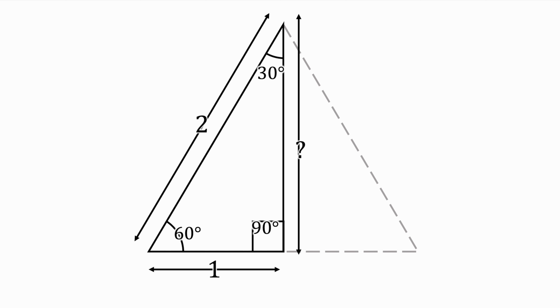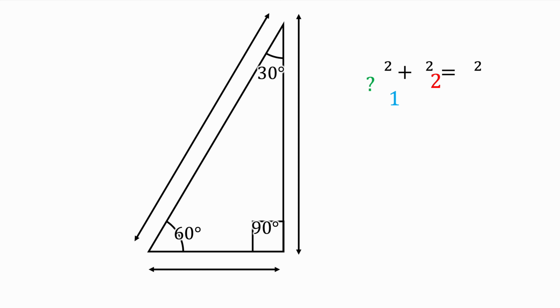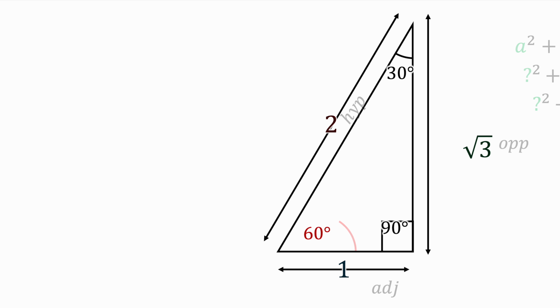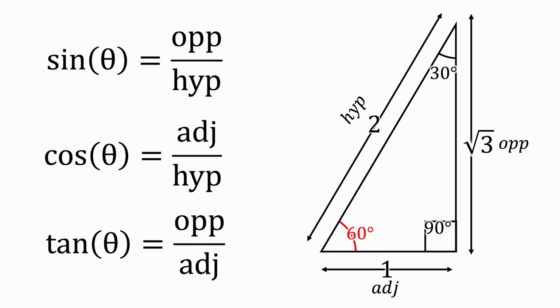We've got a missing length now, the height, and we can find that using Pythagoras theorem. So let's focus on Pythagoras theorem. a squared plus b squared equals c squared, and we're going to put the numbers in like this, and we work this out, and we get that missing side is the square root of 3. We've got a full triangle now where we know all 3 sides and we know all 3 angles, and we've just used logic to get here.